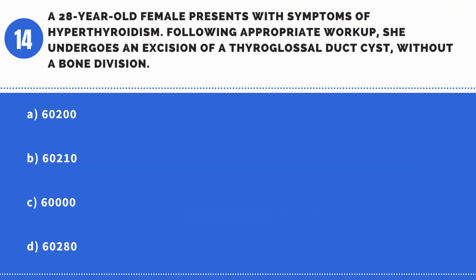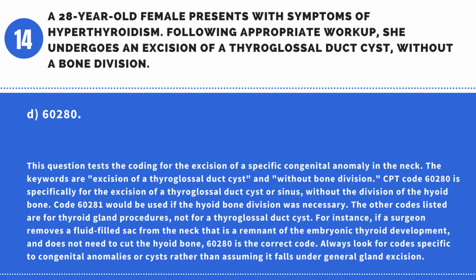Question 14. A 28-year-old female presents with symptoms of hyperthyroidism. Following appropriate workup, she undergoes an excision of a thyroglossal duct cyst, without a bone division. A. 60200. B. 60210. C. 60000. D. 60280. Answer D.